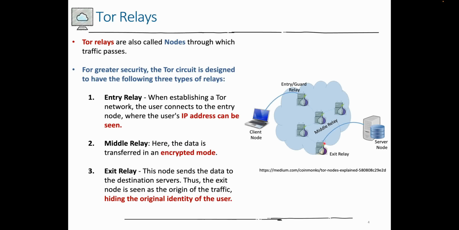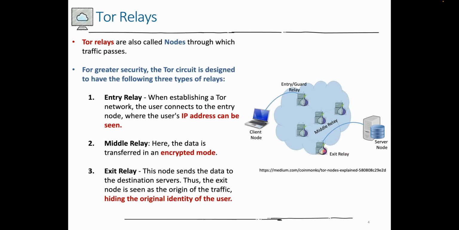Now, this layering of encrypted transmission adds to the security and the anonymity of the user by making it extremely difficult to trace the complete path of any data packet. Now, finally, we have the exit relay. Obviously, this is the final relay in the Tor circuit before the data reaches its destination, whichever server you want to access.